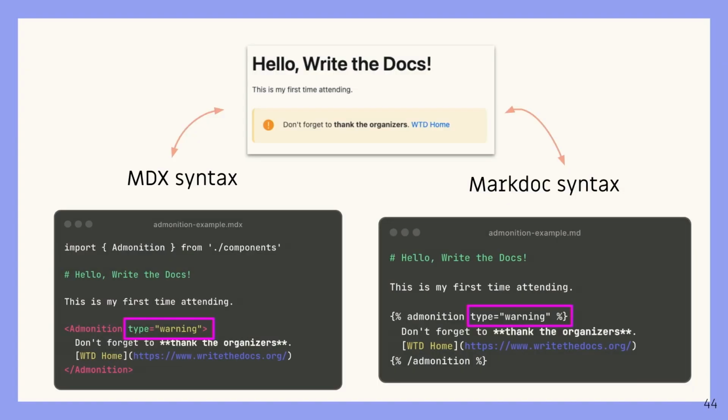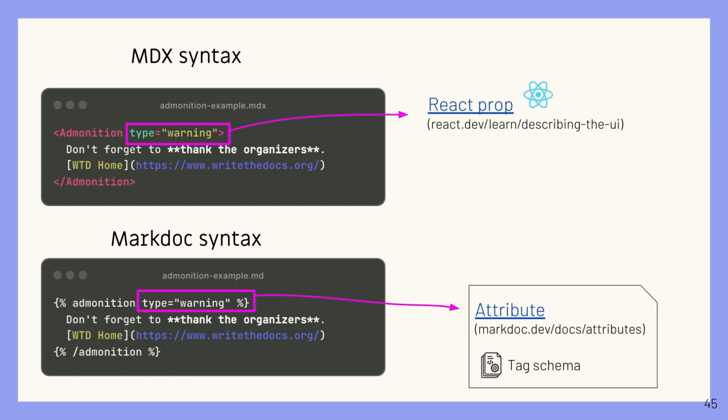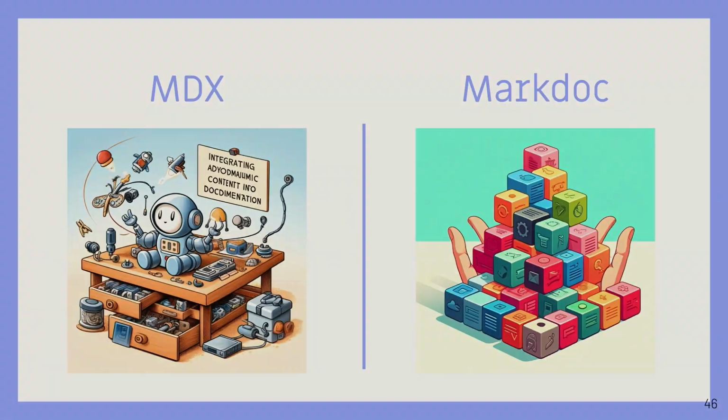Now, in MDX, what this does is it passes a different string to your React prop. And in Markdoc, the author is changing the attribute. Now, the attribute is also eventually going to reach a React component in the form of a prop. But as the writer, we're interacting with the tag schema, not the React component, a very important distinction.